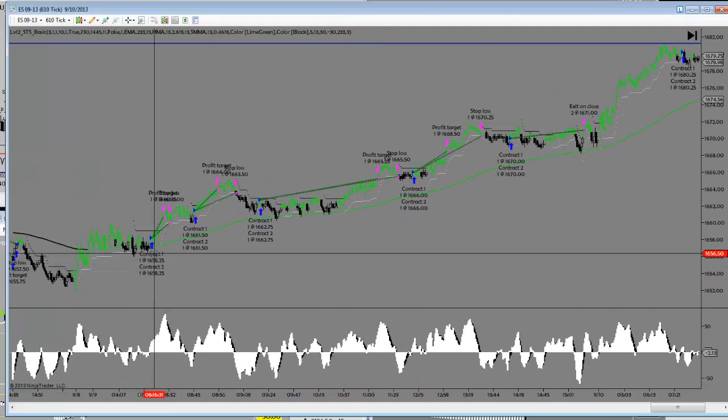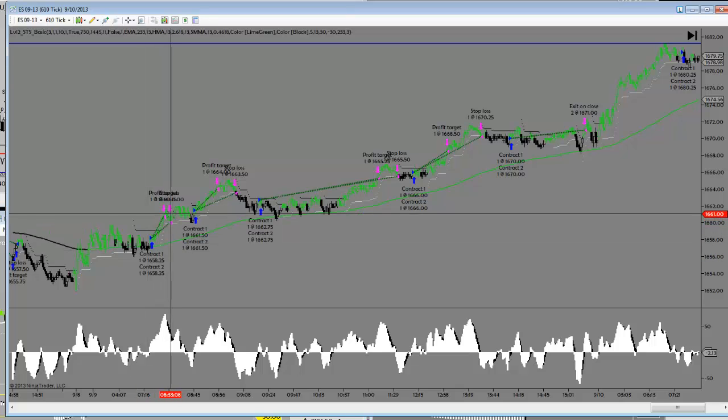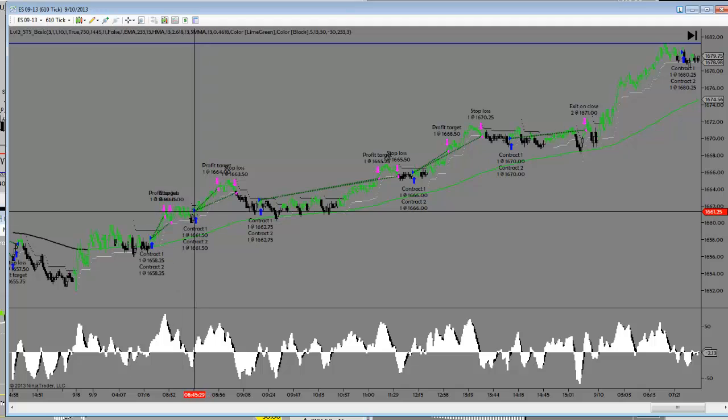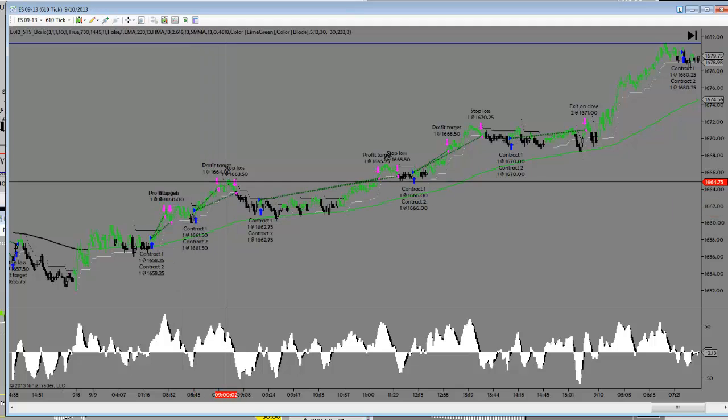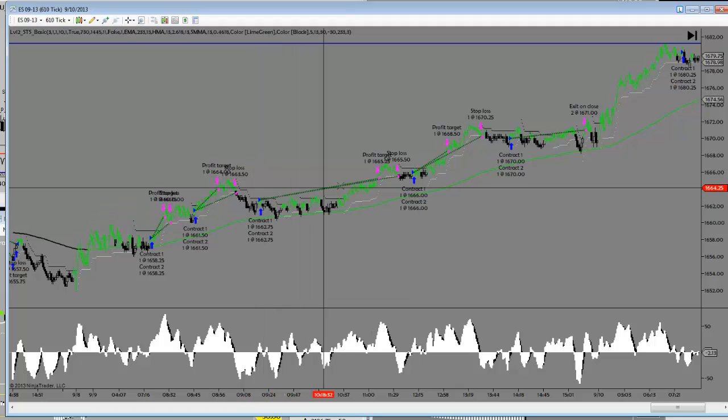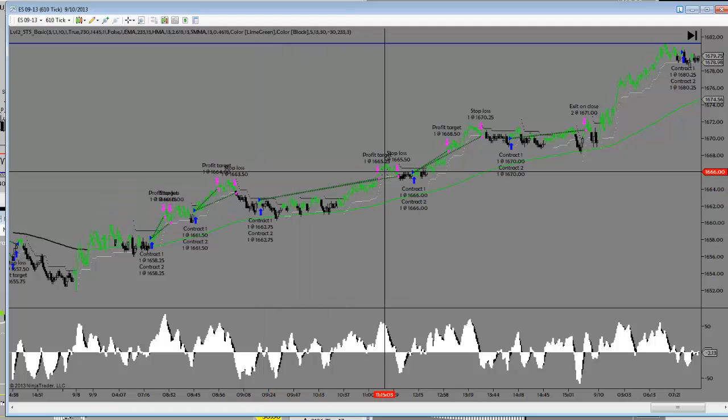So as you take a look right here, you see we popped up here. We got target 1, pulled back down. Here's a long entry. Now there's a continuation trade right here. Target hit. Right here, we pop up here. Target hit.